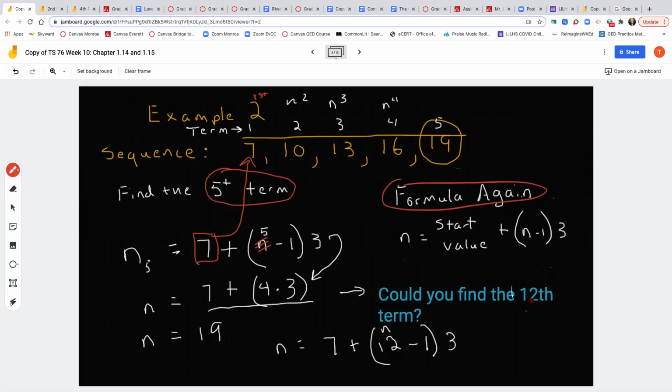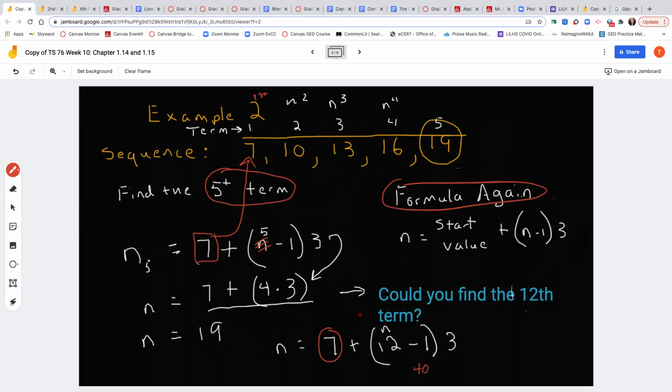Could you find the 12th term in this process, when they only gave you the first 5? You would go starting value plus 12 is now my n. That's the term we're trying to find. That's the n, they're calling it, minus 1 times 3. That's 11 times 3 is 33, plus 7 is 7, 8, 9, 10, 40.